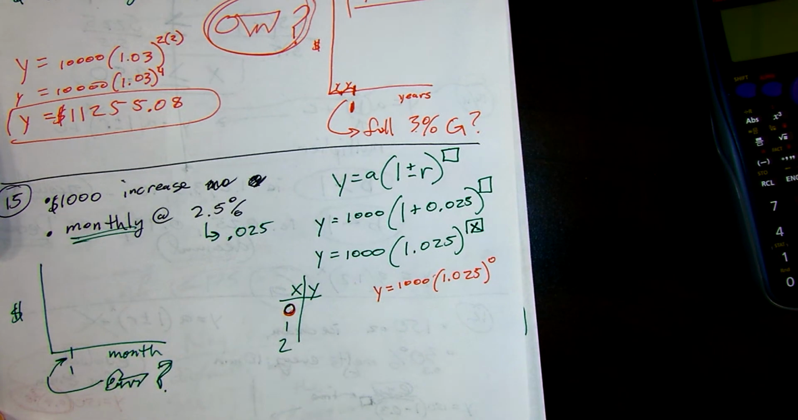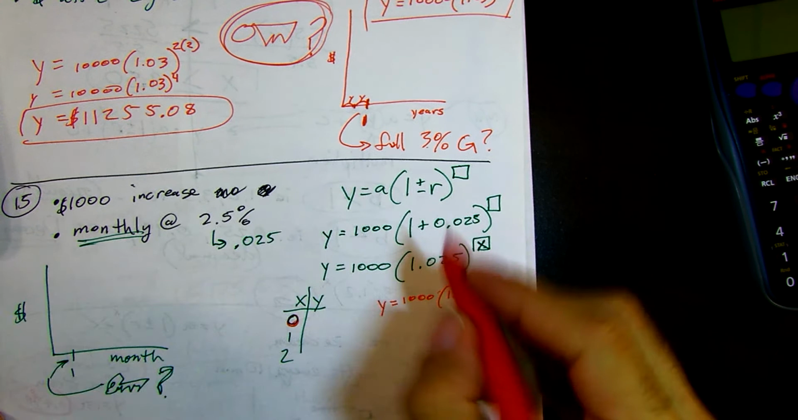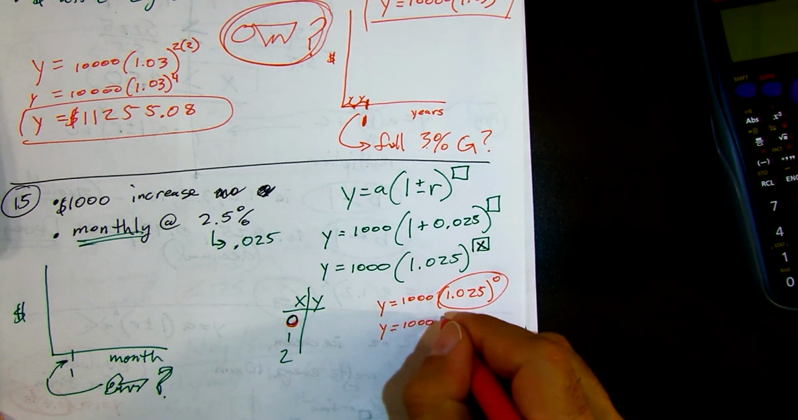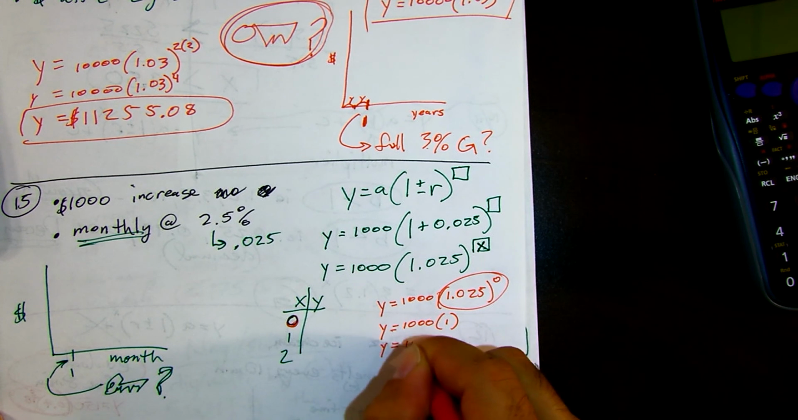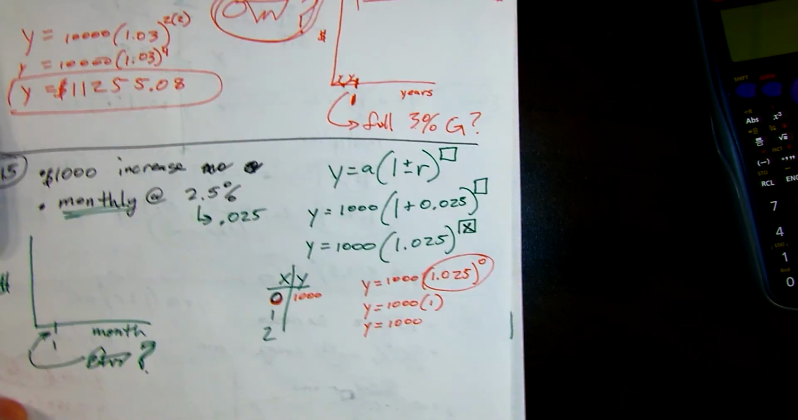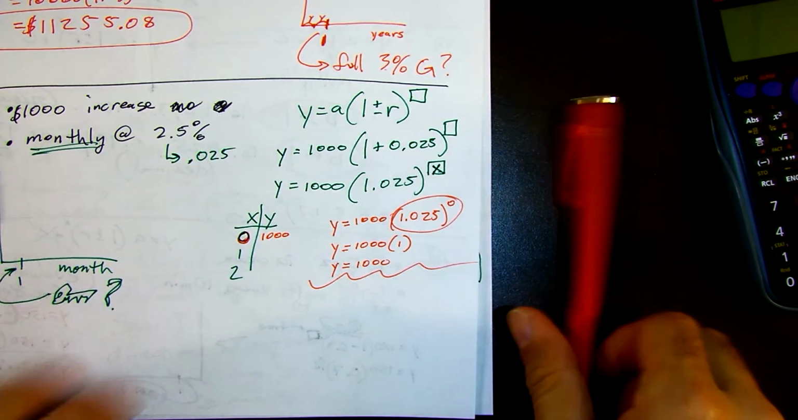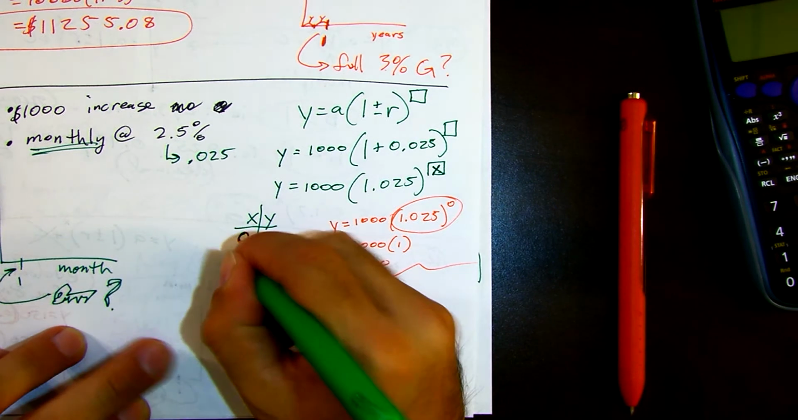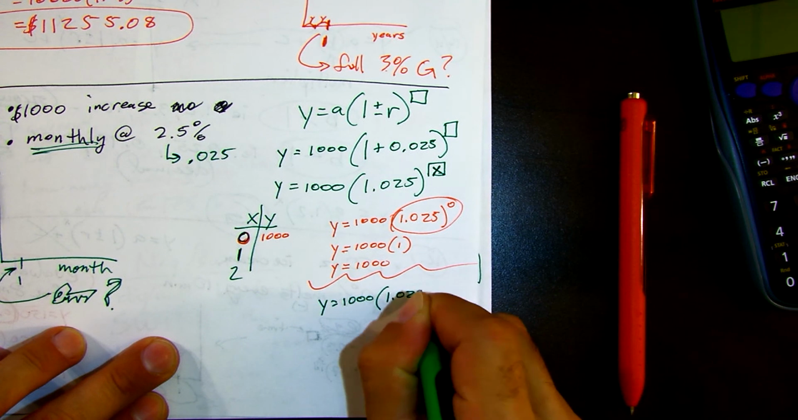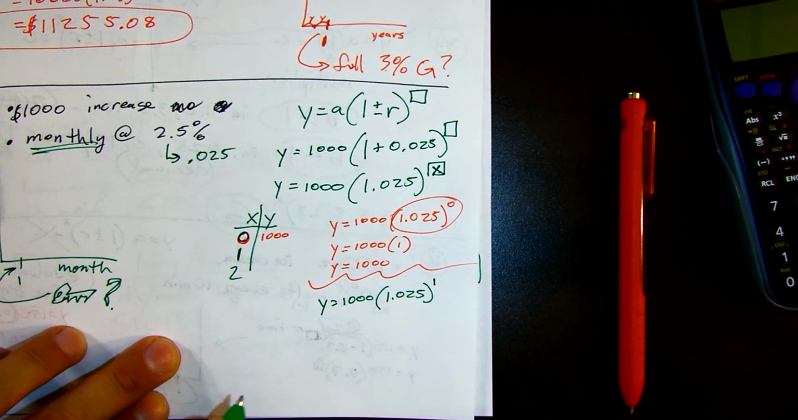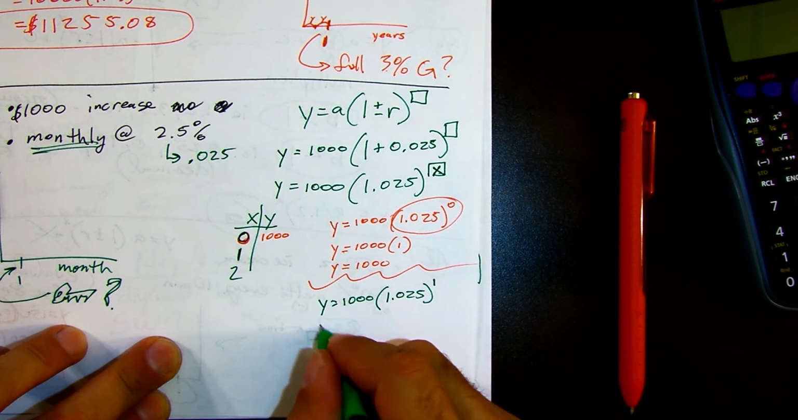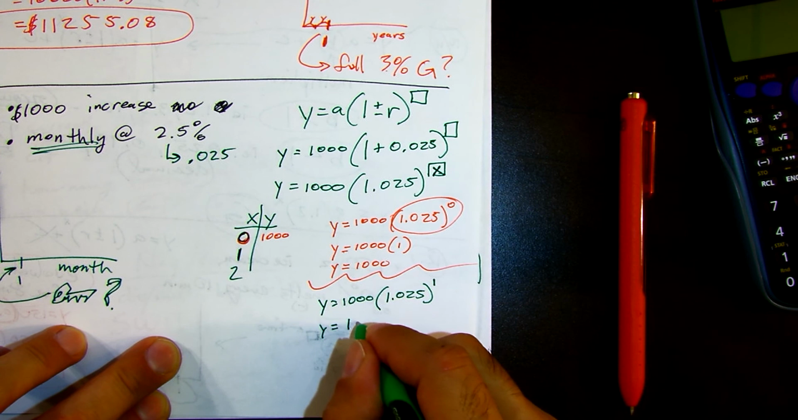0, 1, 2. All right, let's do 0 in red. Y is equal to 1,000 times 1.025 to the 0. Anything to the 0 power is 1. This here is 1. Nobody answered that. That's why I had to say it 4 times. One person did. Thank you. 1,000 at 0.